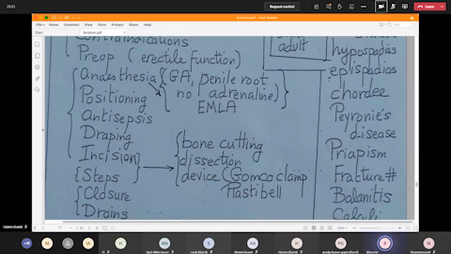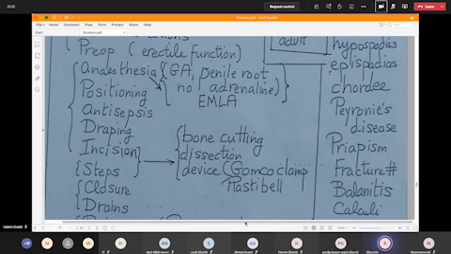Hypospadias and epispadias. Chordee. What is a chordee? A chordee is a penile deformity. It is very similar to a cord, a fibrous cord, but it is not a fibrous cord. It is a deformity of the penile shaft.